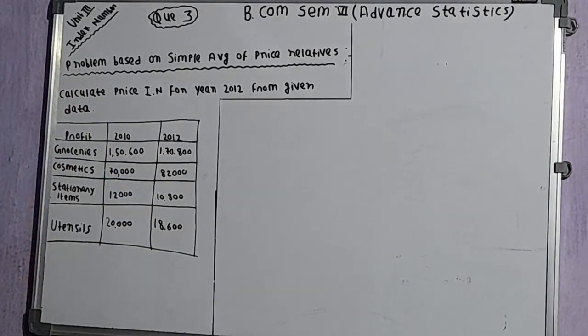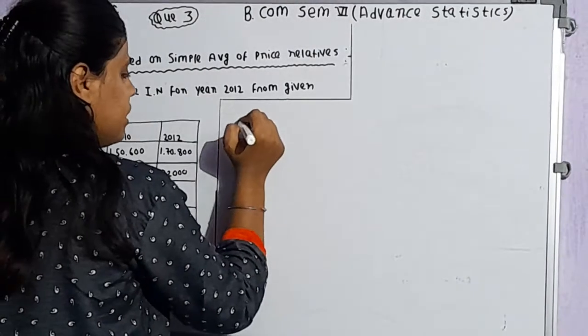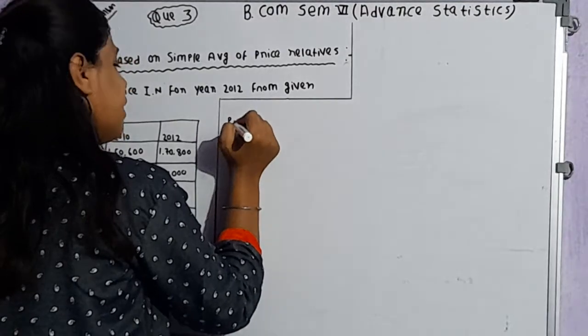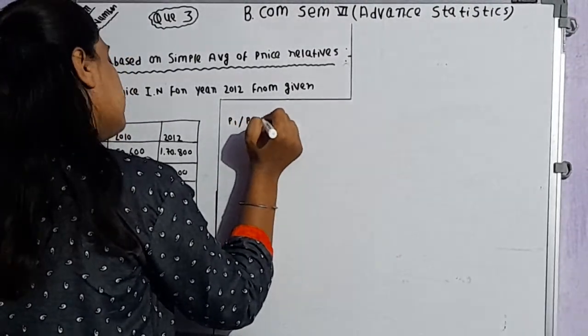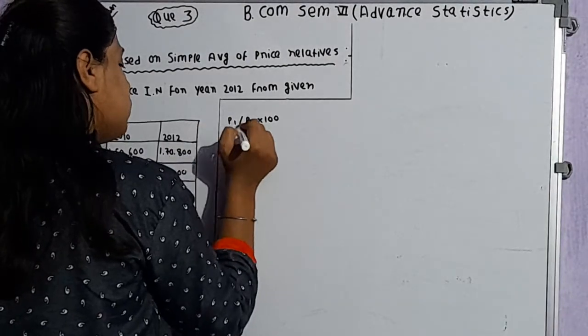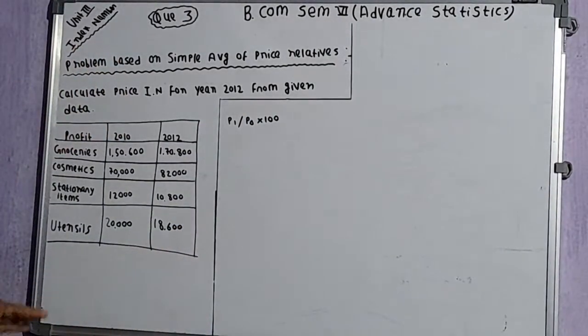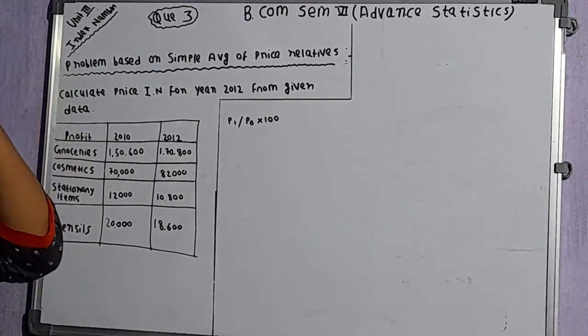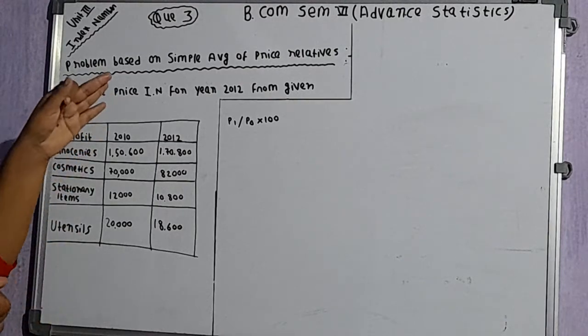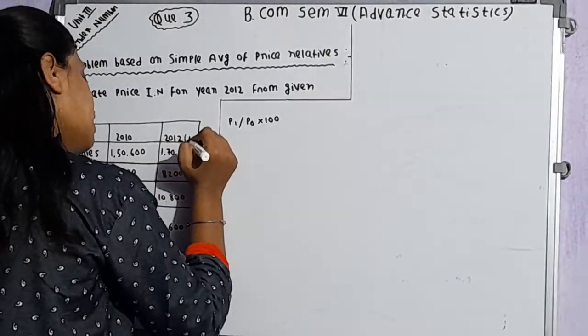First of all, with the help of this data we have to compute the price relative. What is the formula to compute the price relative? It is P1 divided by P0 into 100. First of all, we will compute the price relative for grocery. Here we have to determine which one is the base year and which one is the current year. We have to compute the index number for 2012, which means 2012 is the current year. That is why it will be represented by P1.